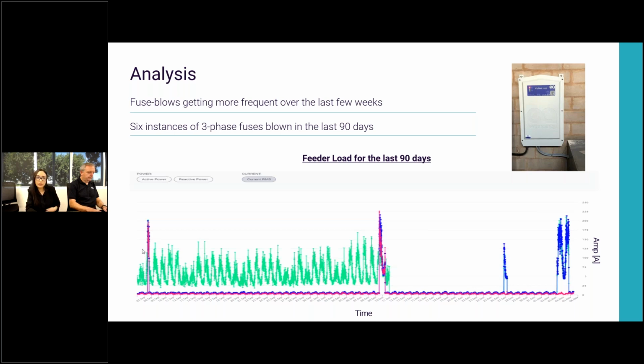For instance, at the beginning of September, this means that we lost phase 2 and phase 3; the fuses were blown. The electricity company were able to see this, so they went back and replaced the fuses. However, later that day, the fuses blew again. Meanwhile, phase 1 kept a normal load current.